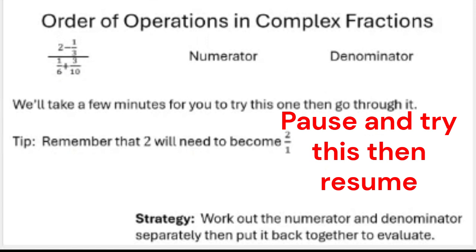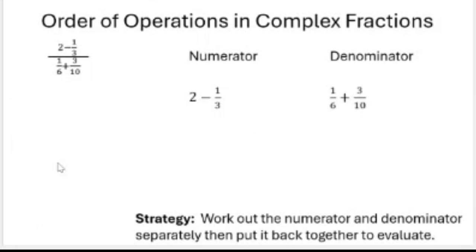There's one I say we're going to take. I think we're going to keep pushing through because we want to make sure we have time for questions as well. So reminder here, the 2 is going to need to become a 2/1. So let's work through this one. In the numerator, I have 2 minus 1/3. In the denominator, I have a 6 plus 3/10. The 2 needs to become a 2/1, otherwise I can't do any fraction work.